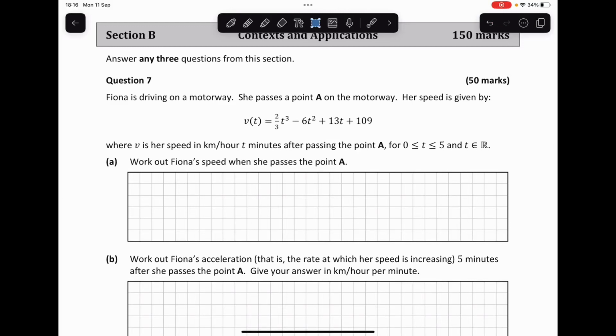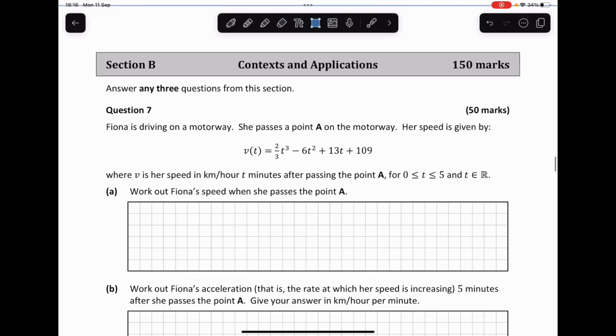So today I'm doing a math solution of math paper 1, higher level 2023, section B, question 7. So we'll try to work through it now. Fiona is driving on a motorway. She passes a point A on the motorway.